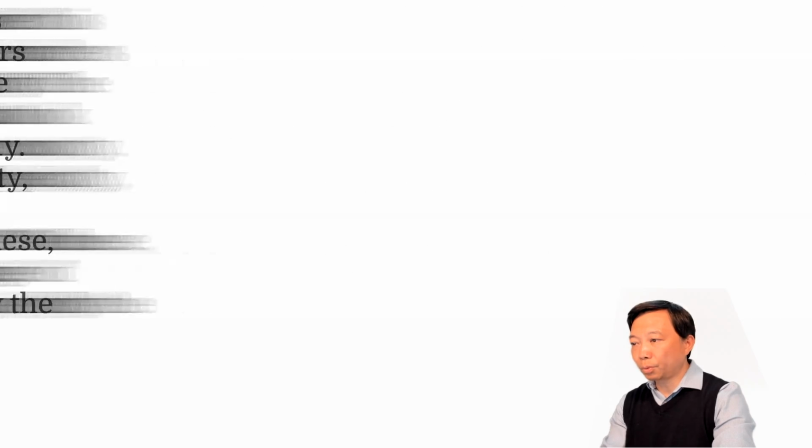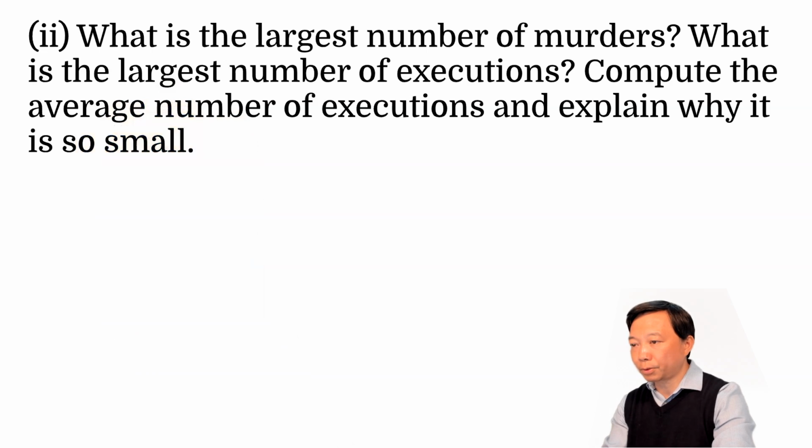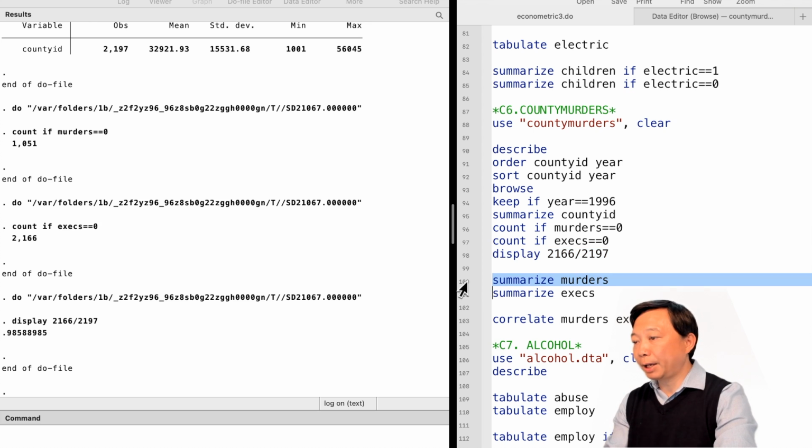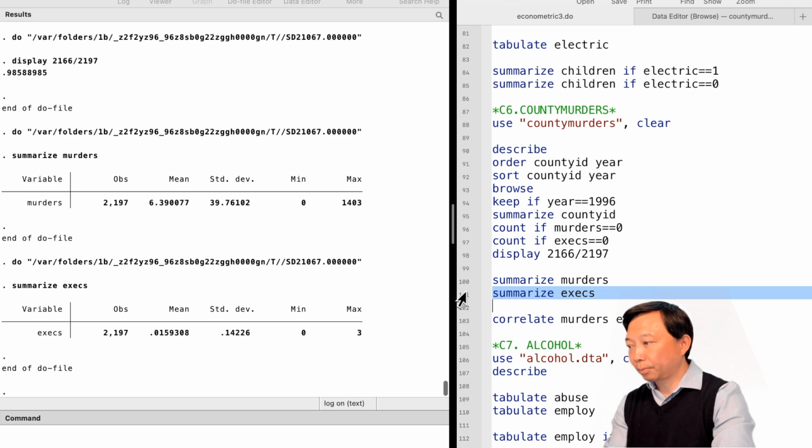The second question is, what is the largest number of murders? What is the largest number of executions? Compute the average number of executions and explain why it is so small. We use the command summarize to obtain the maximum number of murders and executions. They are 1,403 and 3, respectively. The average number of executions is 0.016. It is so small because less than 2% of counties have executions.